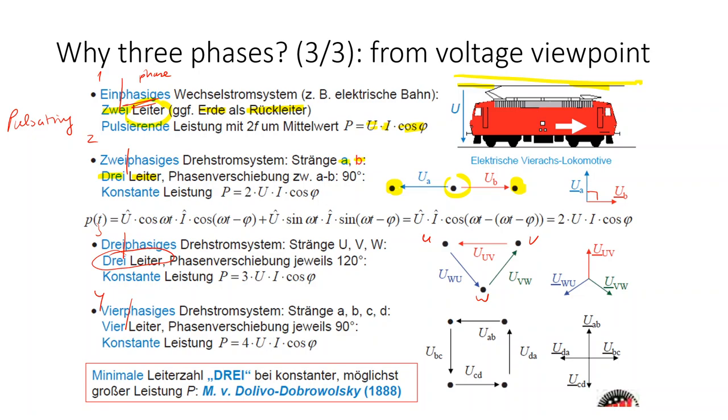That's why the professor wrote in the box like this: minimal Leistungsstand, minimum number of conductors, which is three, for constante möglichste große Leistung P. This is the discovery of Dobrovolsky in 1888. That's why we use three phase. Of course, you can use four phases, which means four conductors, and you get constant power as well. But in this case you have to add one more conductor, which means you have to invest more. So the optimum value is three.